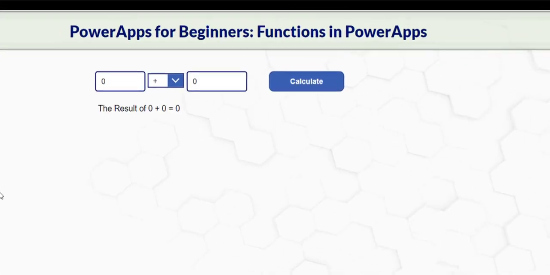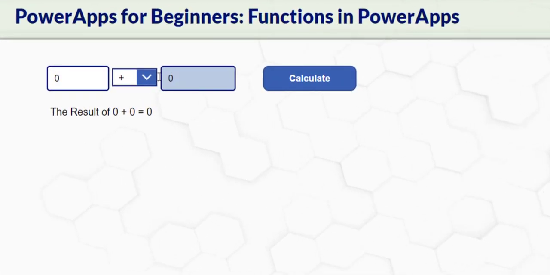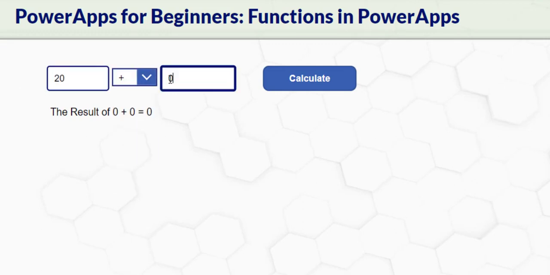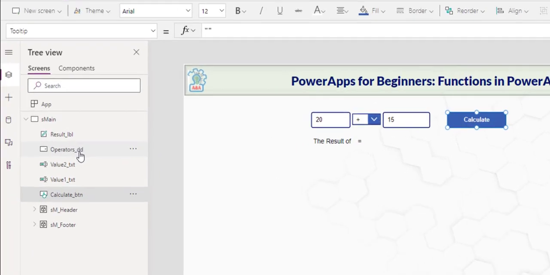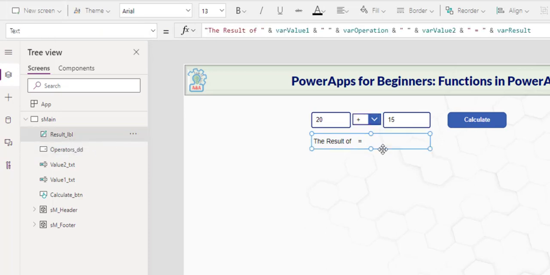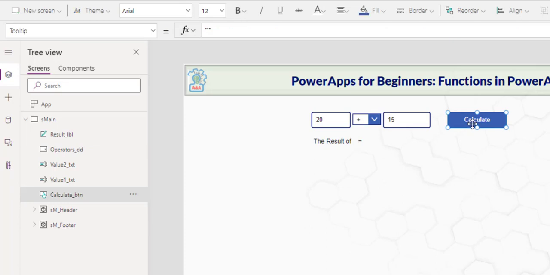Let's take a look at an example. Here I have two text boxes and a drop down of math operators. If I have 20 plus 15, it calculates 35, subtraction 5, multiplication 300, division 1.33. Here are the controls for the example. We have the value 1 and value 2 text boxes, and the drop down where I specify the 4 basic operators in the item property. We have the result that displays after we hit the calculate button here.